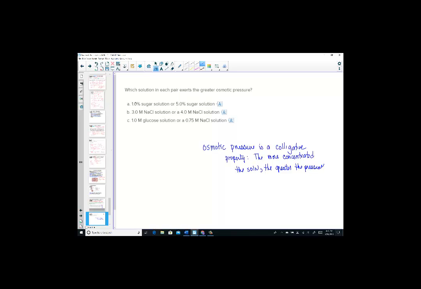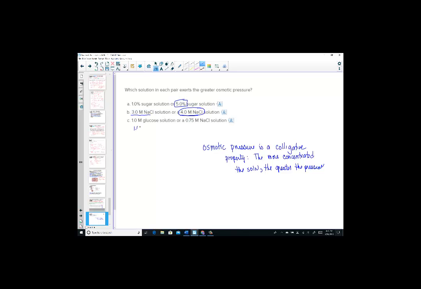So we have a 1% sugar solution or a 5% sugar solution. Of course, the 5% is more concentrated and therefore would have a greater osmotic pressure. 3 molar sodium chloride or 4 molar sodium chloride, same solution. The more concentrated solution would have greater osmotic pressure.